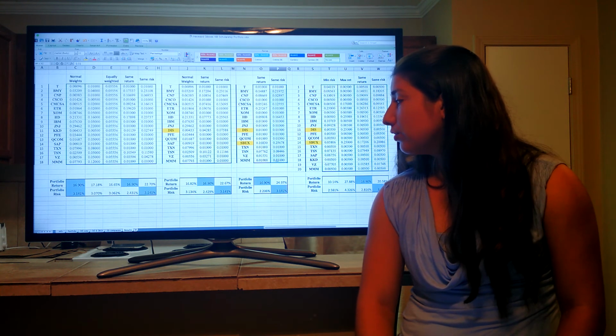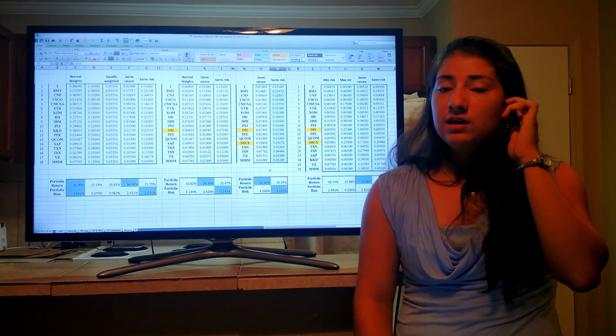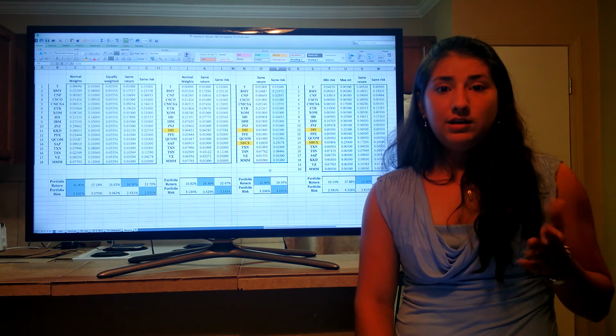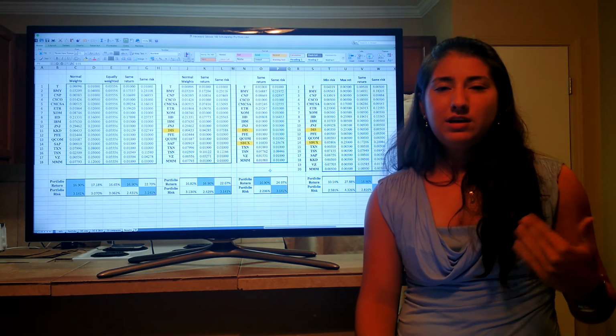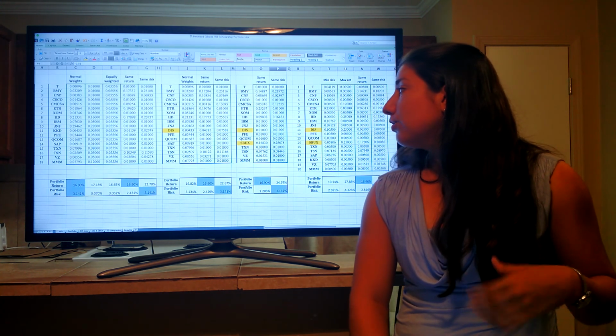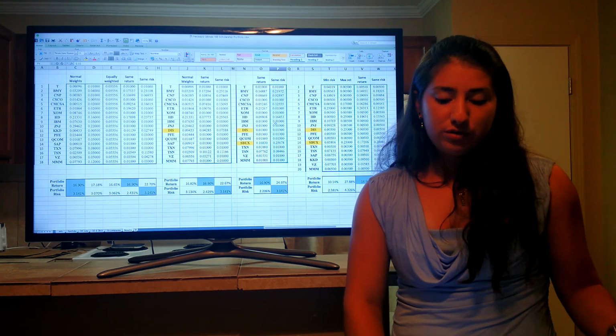I also put constraints that you had to invest over 1% in the asset, because I think having less than 1% is just too little, and you could not invest more than 30%.